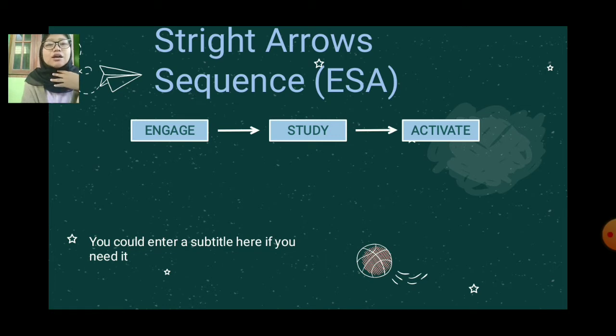Biasanya ini sih buat kelas beginner, kelas pemula gitu. Because it gives students a chance to practice the language in a controlled way during the study phase. Jadi di study phase itu langsung dikontrol sama gurunya, then give them the chance to activate the new language in an enjoyable way. Nah, metode yang ini cocok buat anak yang beginner.